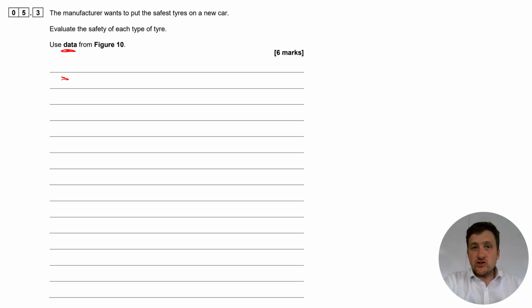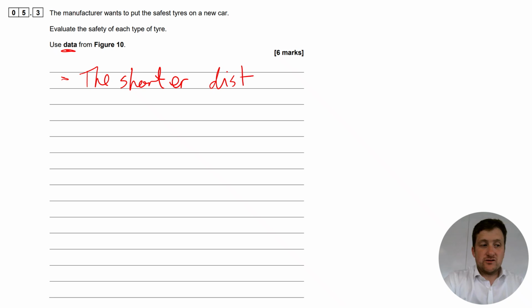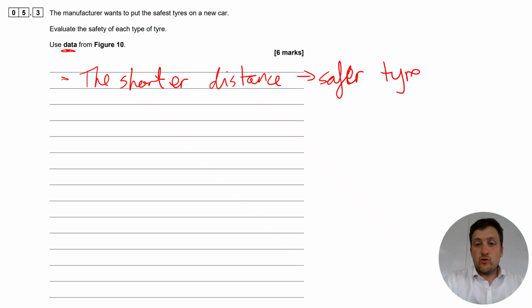We can start with how we judged anything. The first thing is the shorter the distance, or the braking distance, the safer the tire. It's really important to put that in there, as that's our basis for any of our judgments for this question. So when we start saying tire A is the best for this, tire B is worse for this, there's a basis for that. The shorter the distance, the safer the tire.